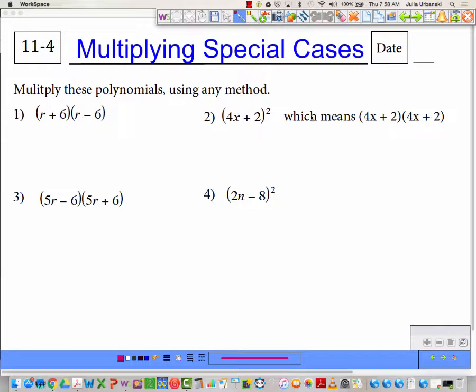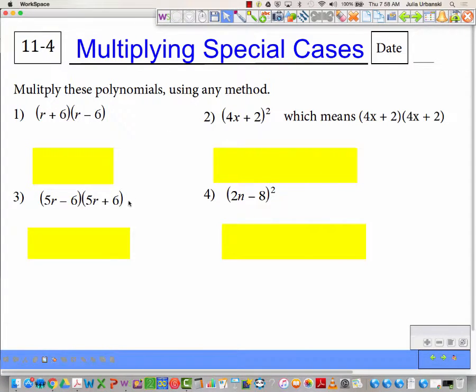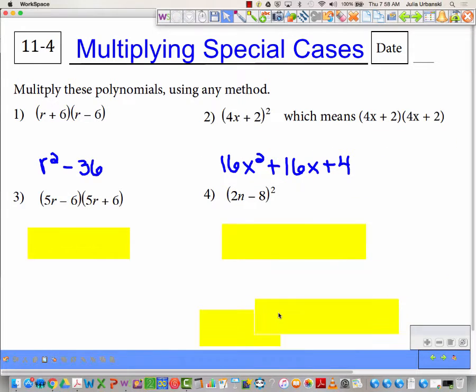Okay, so let's look at the results here first of all, and then let's see what you thought about the patterns or the shortcuts that are happening. So number one, after you did all the work, what did you get? r squared minus 36. Good, that one was a shorter answer. Number two, what did you get? Good. 16x squared plus 16x plus 4. Check your boxes and see if that's what you got.